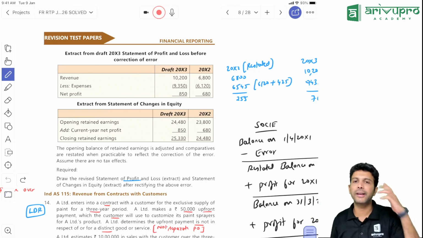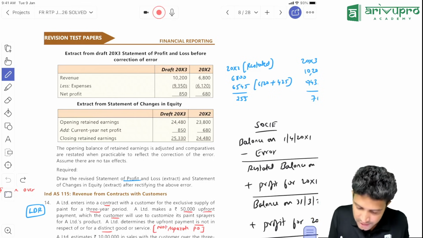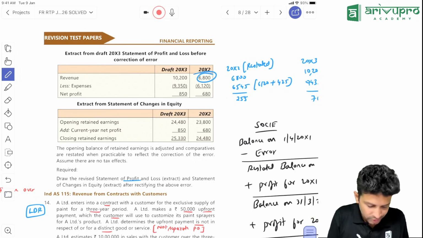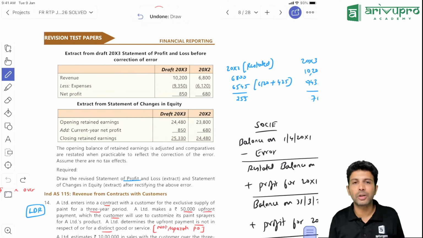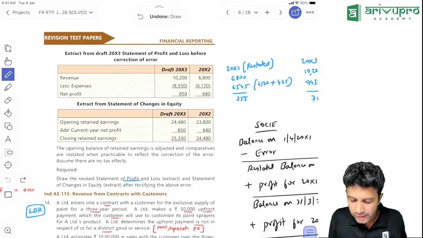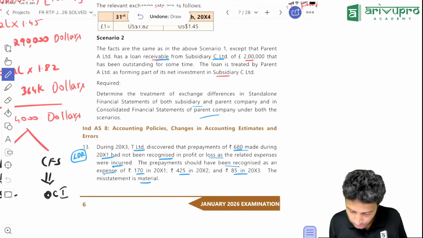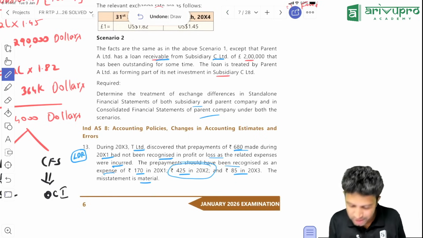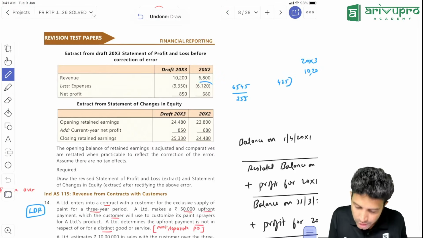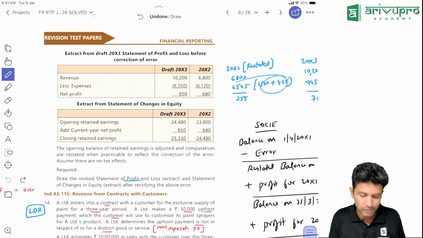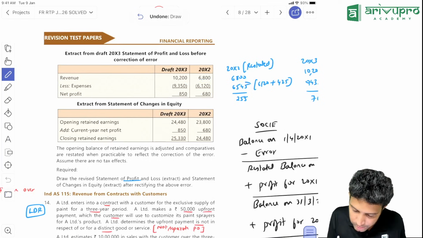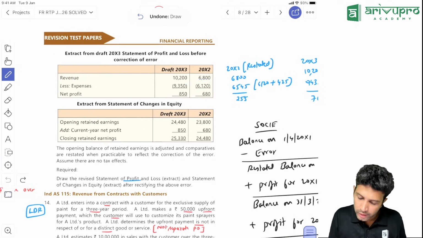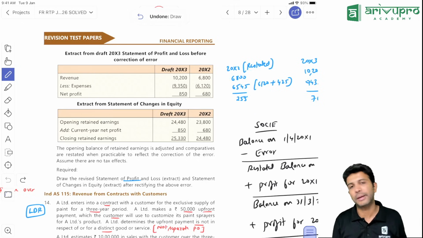First, let's do it for current year and last year. Last year first. How much they have given? Revenue is 6,800. Expense they have taken 6,120. Sir, one expenditure they did not take, so we can't take 6,120. How much was the expenditure for last year? It was missed out, 425. So instead of 6,120, take 6,120 plus 425. So the correct expenditure is 6,545. Okay. So this is the revenue, this is the expense. If you do it, you will get the correct profit of 255.